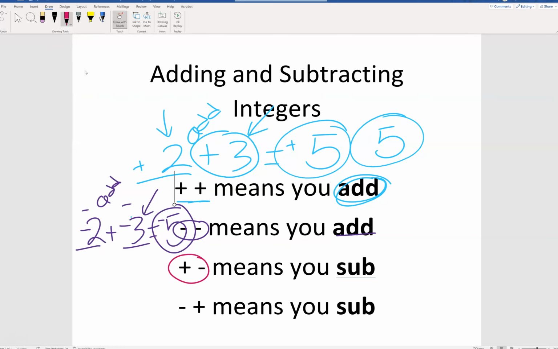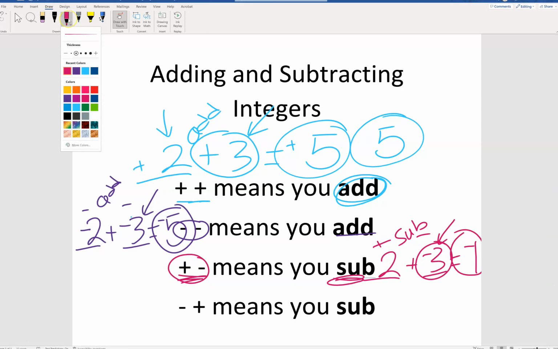What happens when we have a positive and a negative number? What if it was 2 plus negative 3? Here you have a positive because there's nothing in front of the 2, so you know it's positive. And 3 is negative because it has a negative right in front of it. When you have a positive and a negative, according to our rules, that means we have to subtract. So 3 minus 2 is 1. Then you take the sign of the bigger number. The bigger number in this case is 3, and 3 was negative. So our final answer is negative 1.